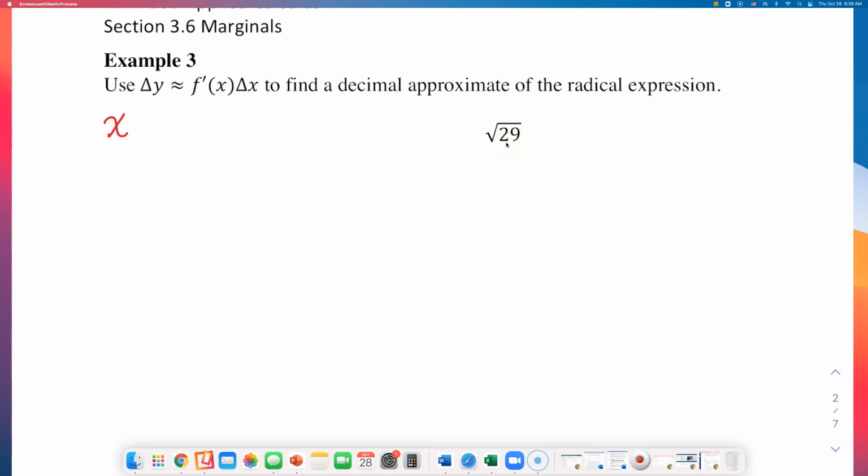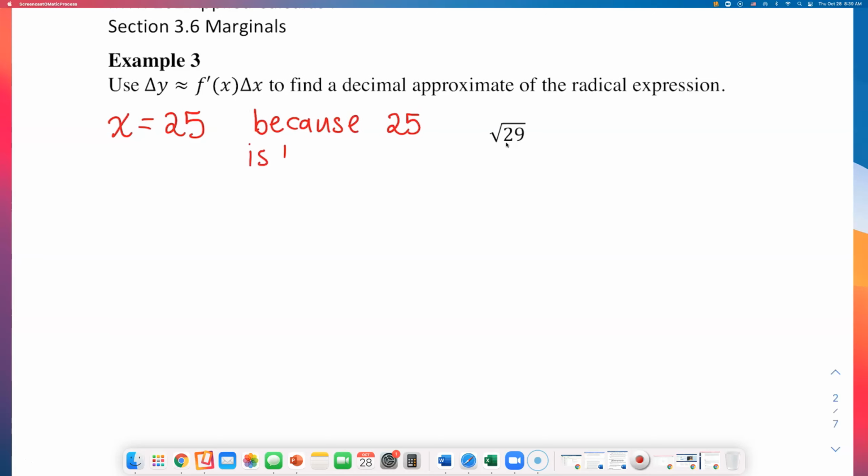I'm going to pick x to be 25 because 25 is the closest perfect square to 29. That's how you pick your x.